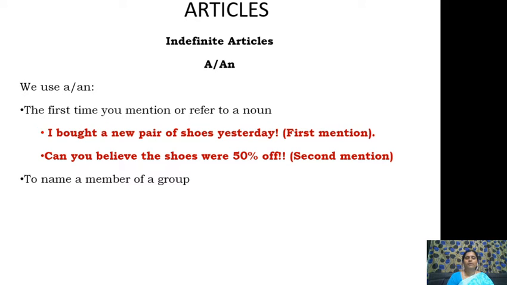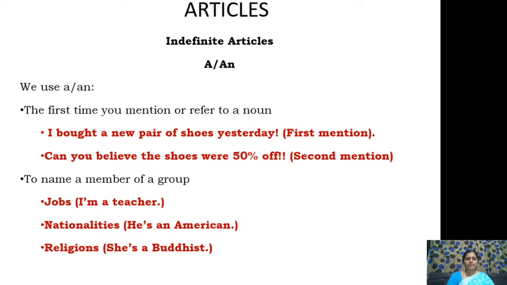The second thing is to name a member of a group. See these examples. I'm a teacher here. That means I belong to the community of teachers, and I'm a member of that group. When you are referring to a member of a group, usually we use a before that, usually in jobs and nationalities. When you are referring to nationalities also, we use the article a or an, depending on the word. So, he is an American. When you are referring to the nationality of the person, before that we have used an.